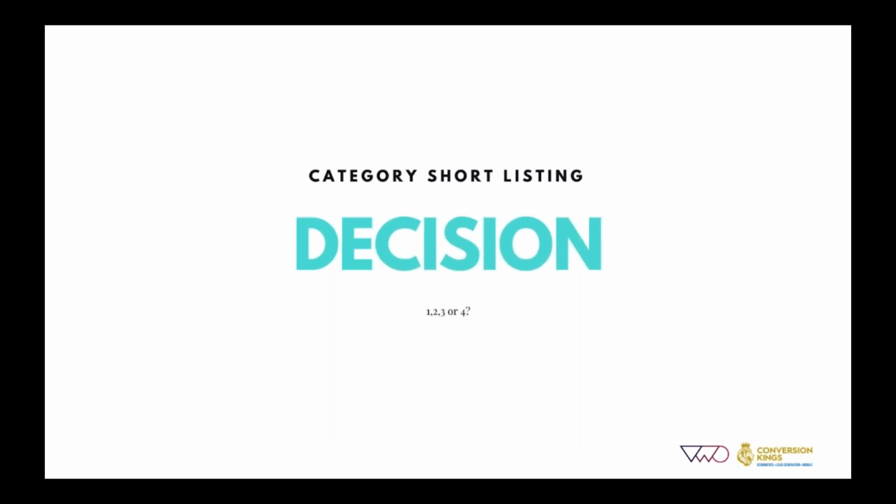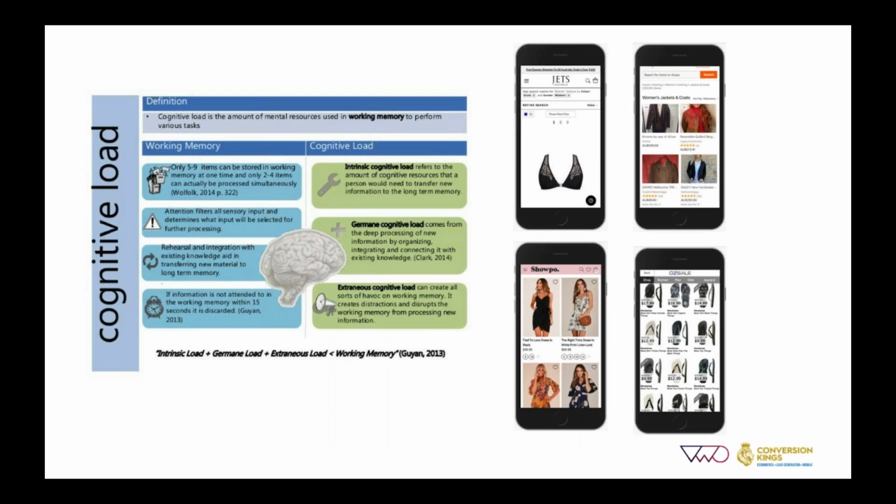Now, the challenge we've got with category pages is based on the cognitive load that people have when they're trying to make an actual decision. So what we've got here is that you can generally only hold a few things in your short-term memory to make an active decision. And I've got some, again, 4 examples.